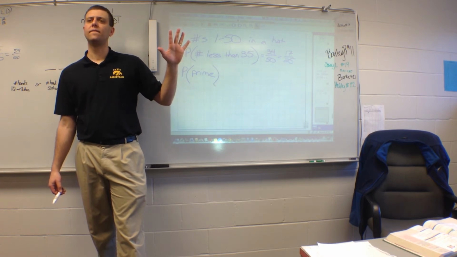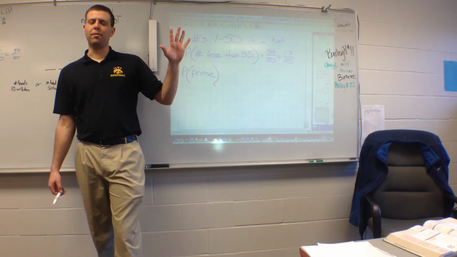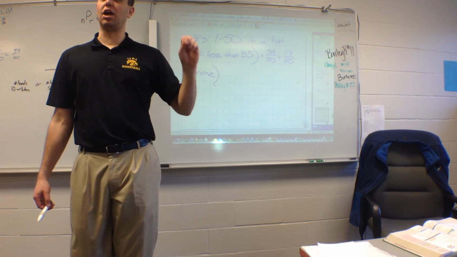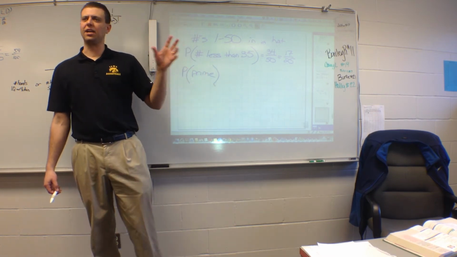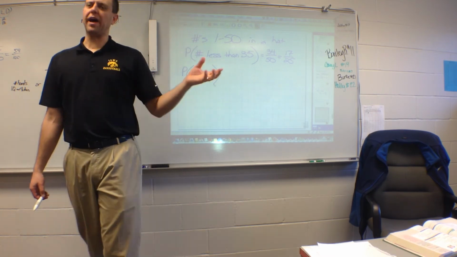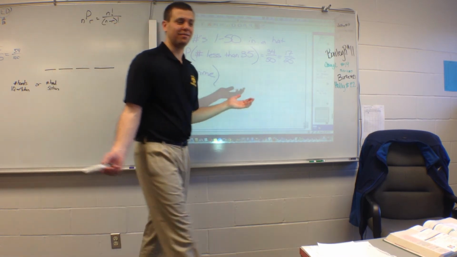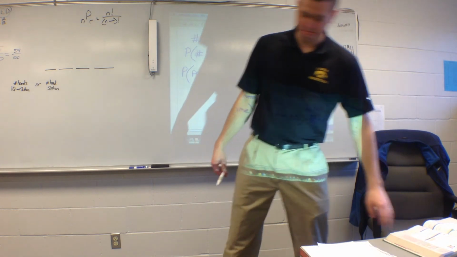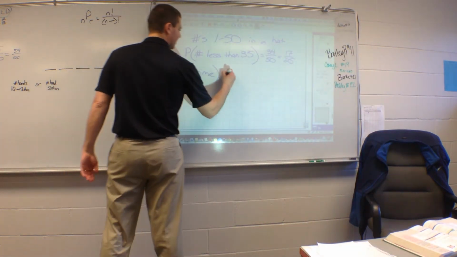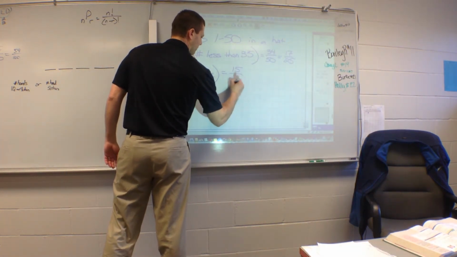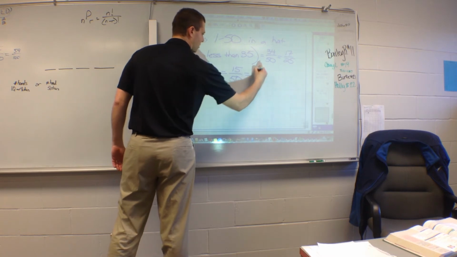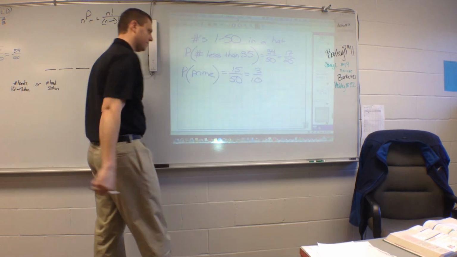What's a prime number? A prime number is a number that is divisible only by itself and 1. So it only has two factors, 1 and itself. So we have 15 prime numbers. That's 15 out of 50, which we reduce to 3 out of 10.